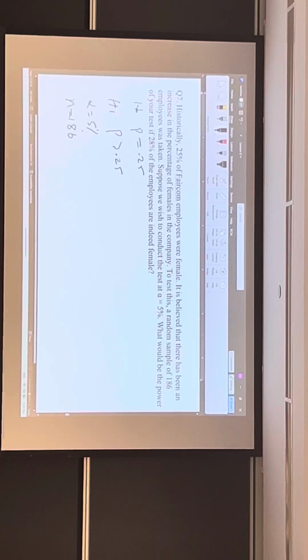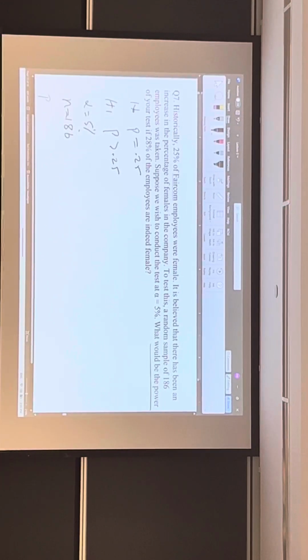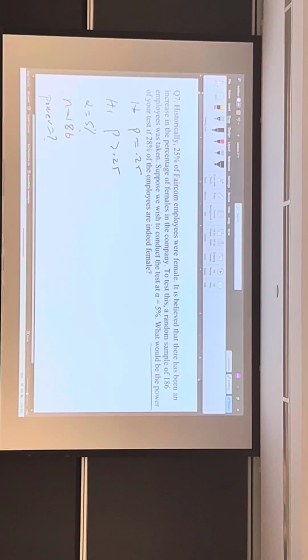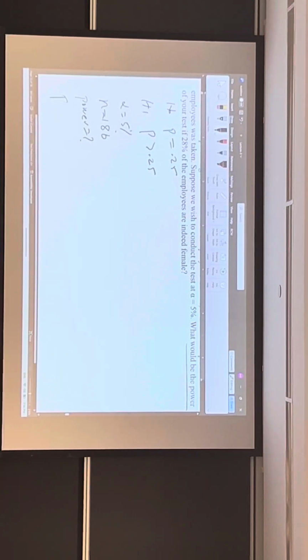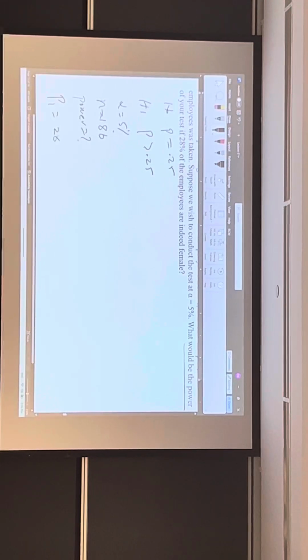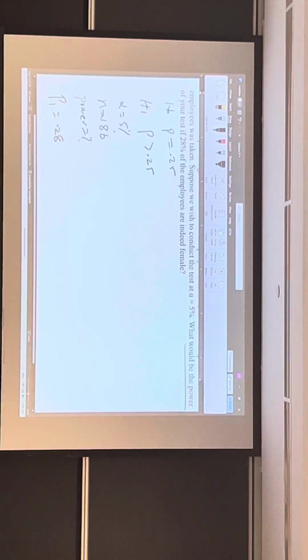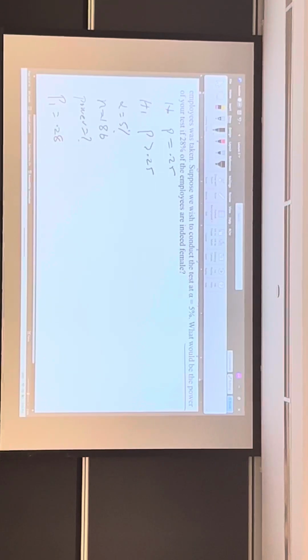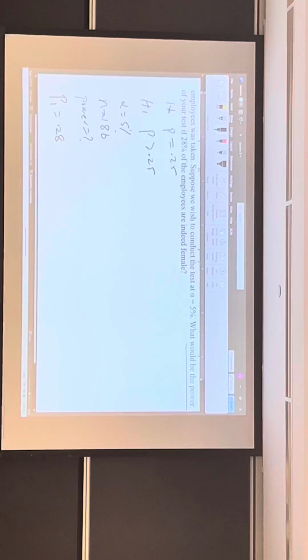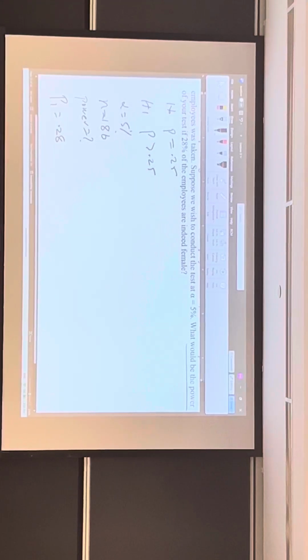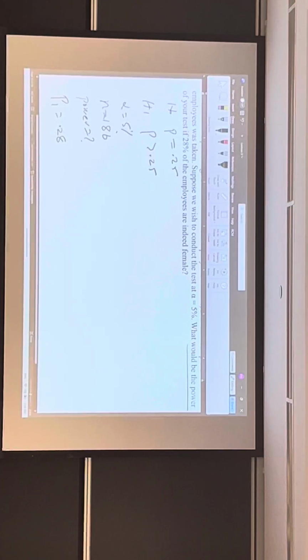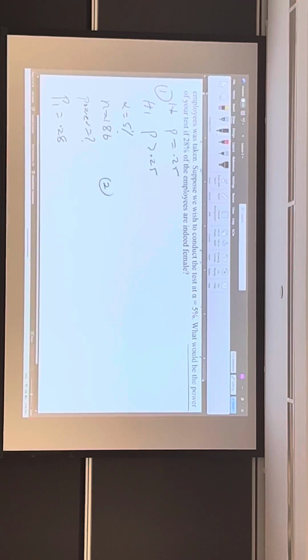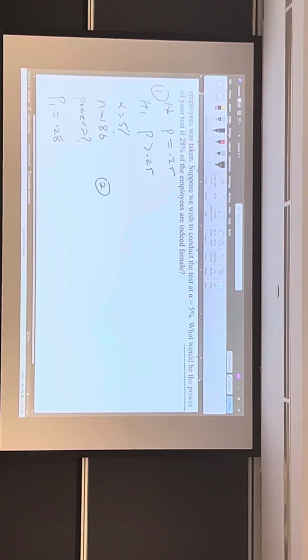What would be power? If the actual population proportion is 28%, i.e. if the alternative is correct at 28%. Make sense? So it looks the same, it's just a different parameter. What should we do? An upper tail test, alternative is given at 28%, which is in line with the alternative. What was step number 2 in the process? Calculation of the critical value on the original distribution.